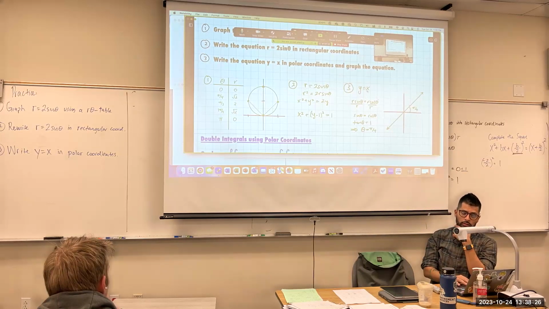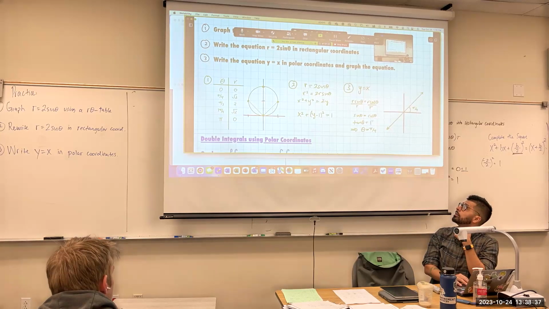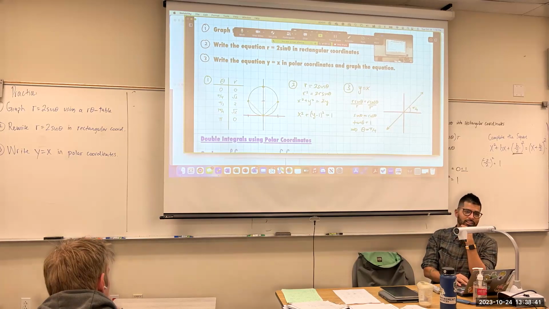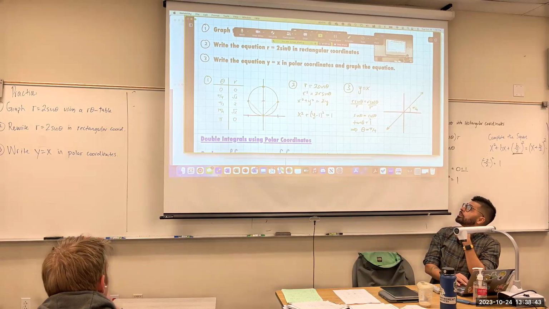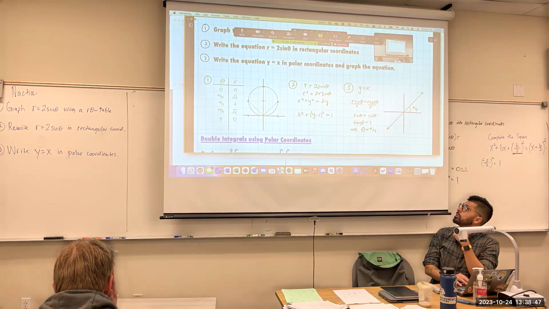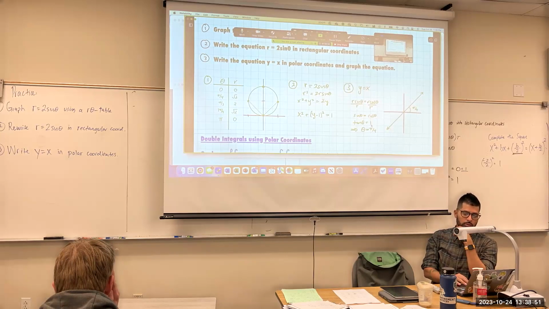But in polar, you convert these to r sine theta, r cosine theta, and then notice we can divide both sides by r. So we get sine theta, cosine theta, and maybe some of you were like, uh-oh, what do I do from there? So we can rewrite it by dividing both sides by cosine, so that this becomes tangent of theta equal to 1. When is tangent of theta equal to 1?